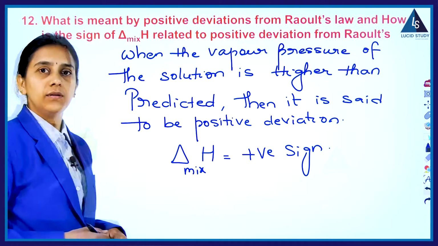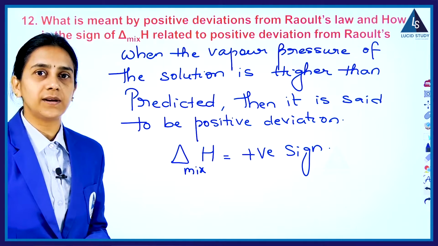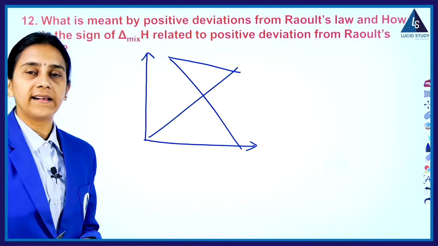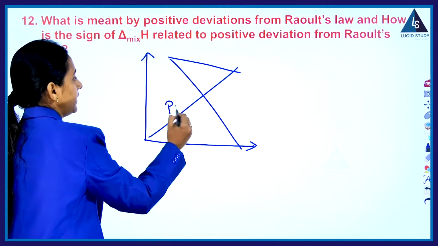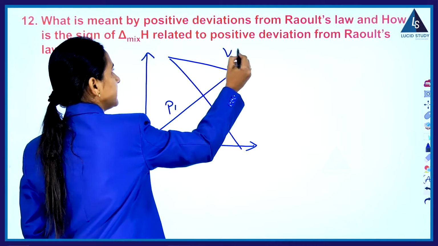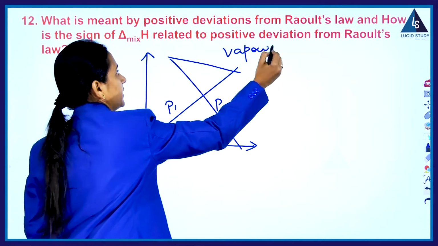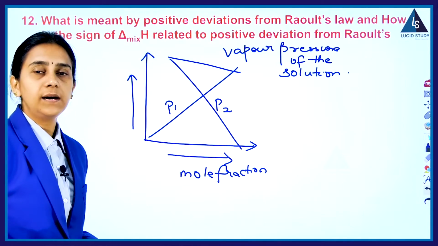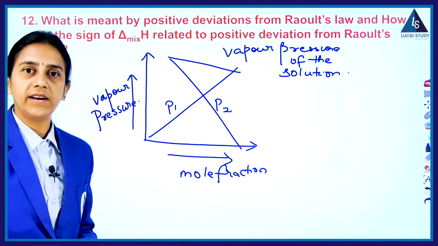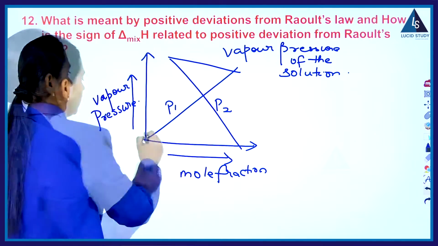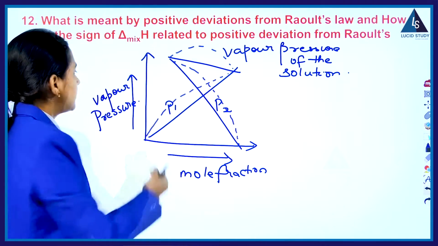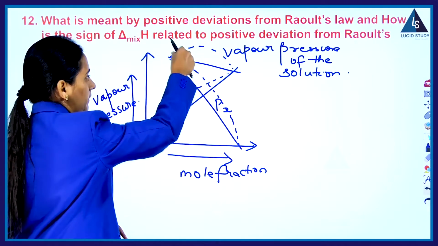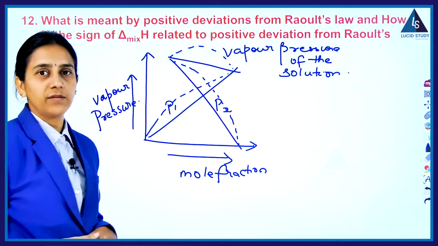And we have a graph for showing the positive deviation from Raoult's law. This is a graph when it is obeying Raoult's law. This is P1, P2, and this is the vapor pressure of the solution. On the x-axis, it is the mole fraction, and on the y-axis, it is the vapor pressure. To show the positive deviation from Raoult's law, just observe the graph here. So it is showing a positive deviation. This is P1, P2, and this is the vapor pressure of the solution.